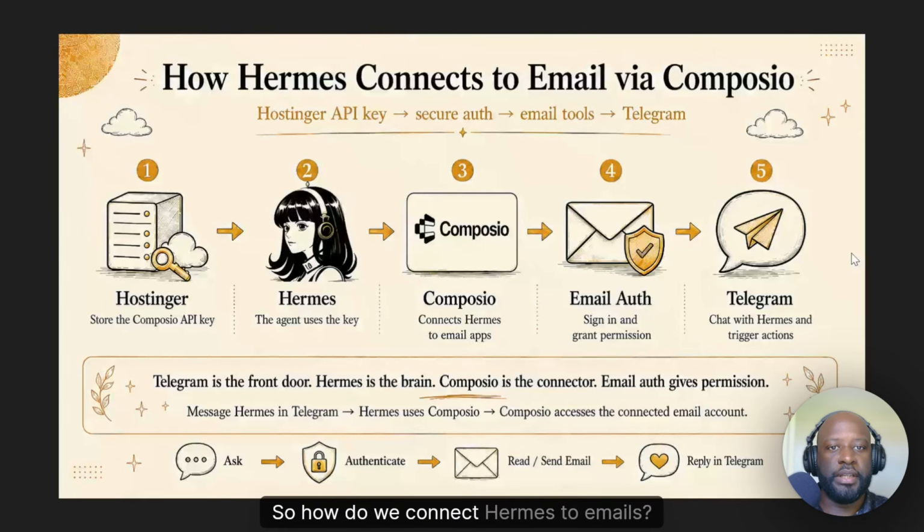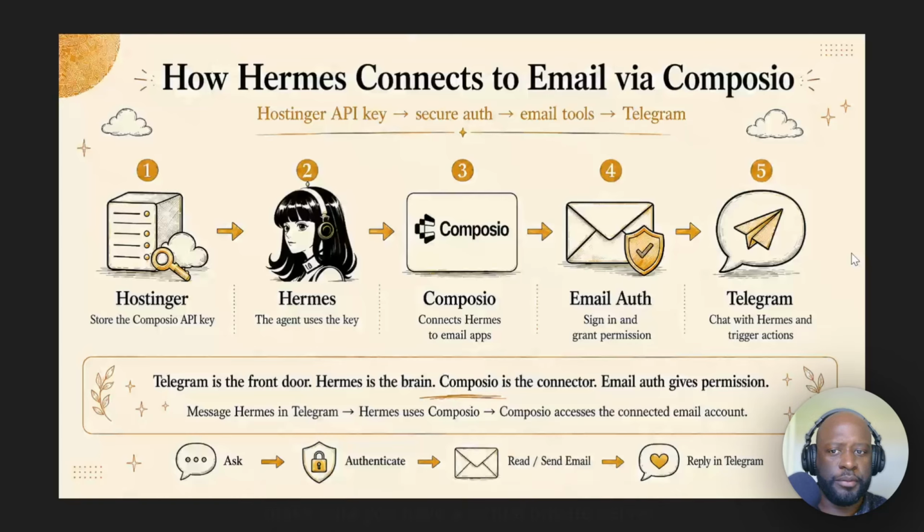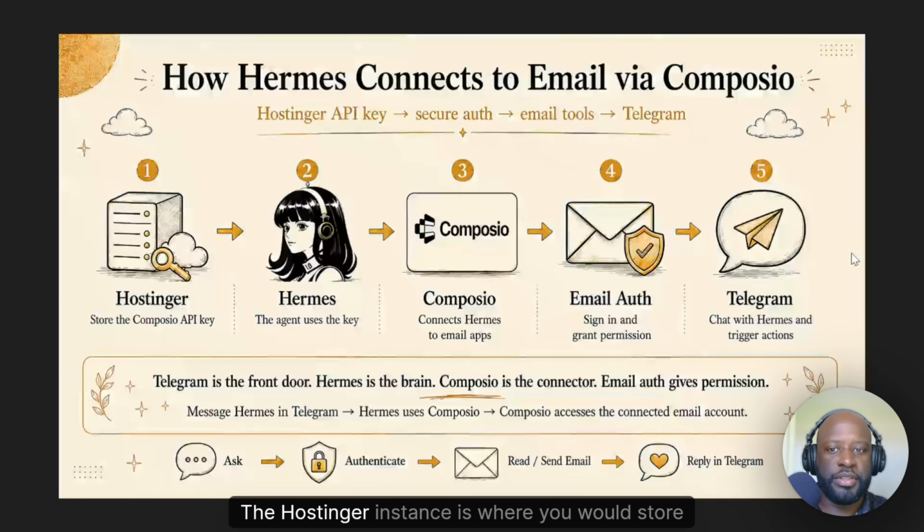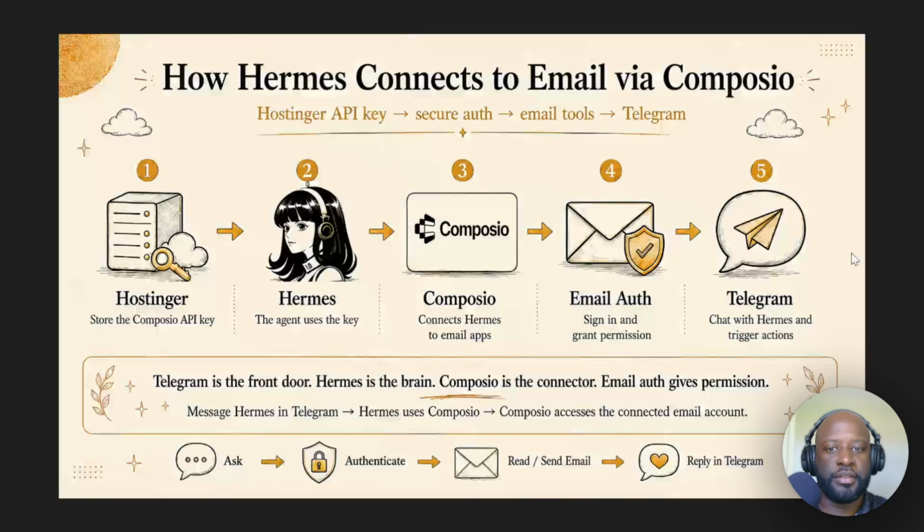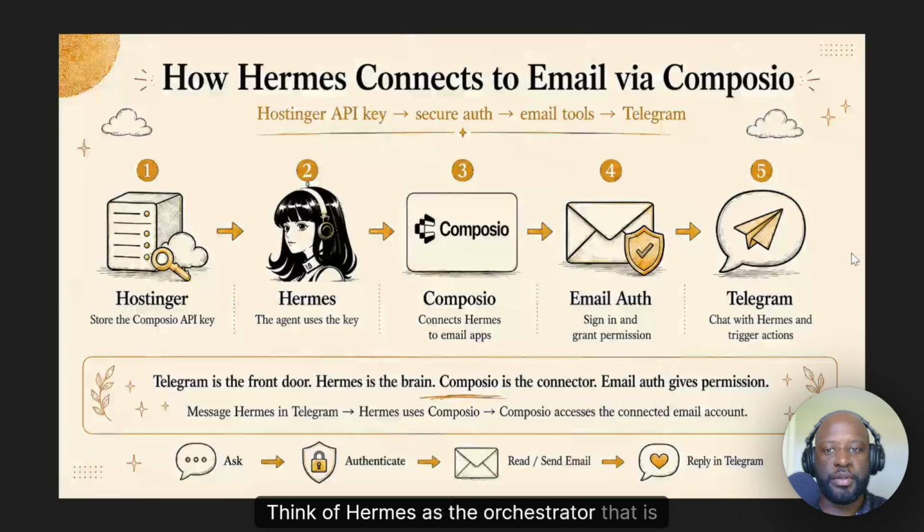So how do we connect Hermes to emails? The simplest way is to, one, make sure you have a virtual private server. And in my case, I use Hostinger. The Hostinger instance is where you would store your API key. So the server is what runs the Hermes agent 24/7. Think of Hermes as the orchestrator that is running the entire process.